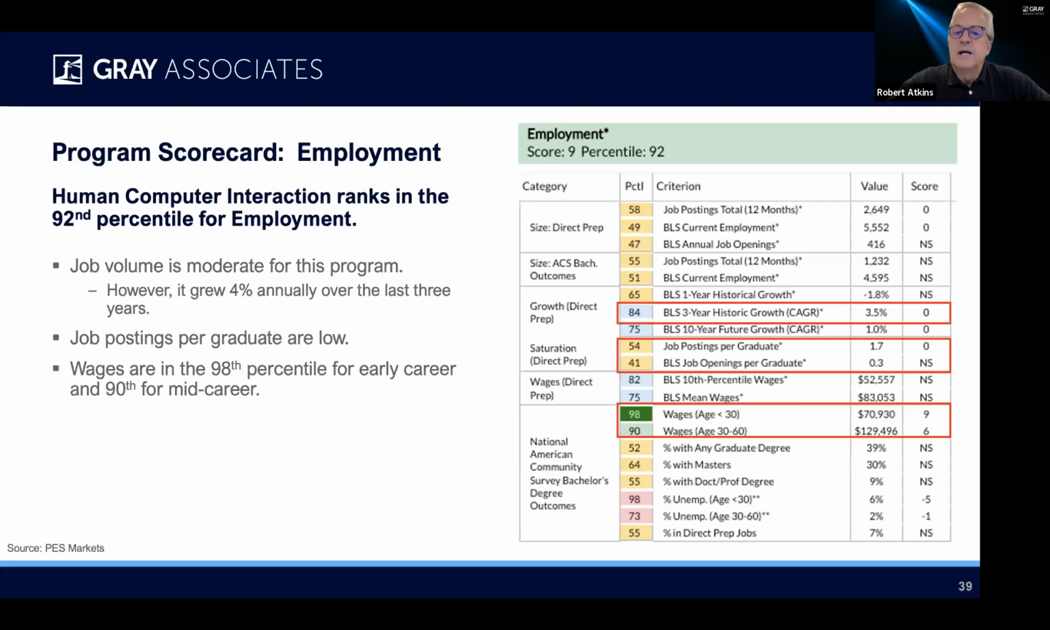So you can see now BLS current employment, when we include those more generalist jobs, is 4,500. That's the 51st percentile, but it's a very substantial number of incremental jobs and incremental job postings as well. What makes this more attractive is the 3-year growth rate and relatively low number of job postings per graduate at 1.7. That's right around average, but very strong wages. $129,000 for bachelor's degree graduates age 30 to 60.